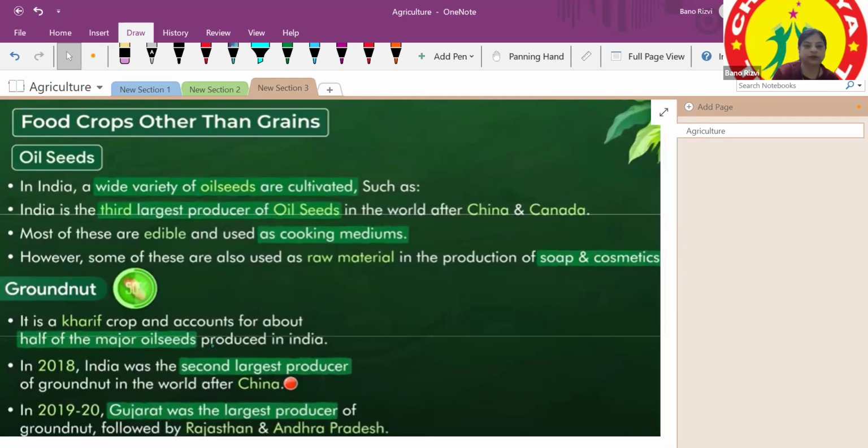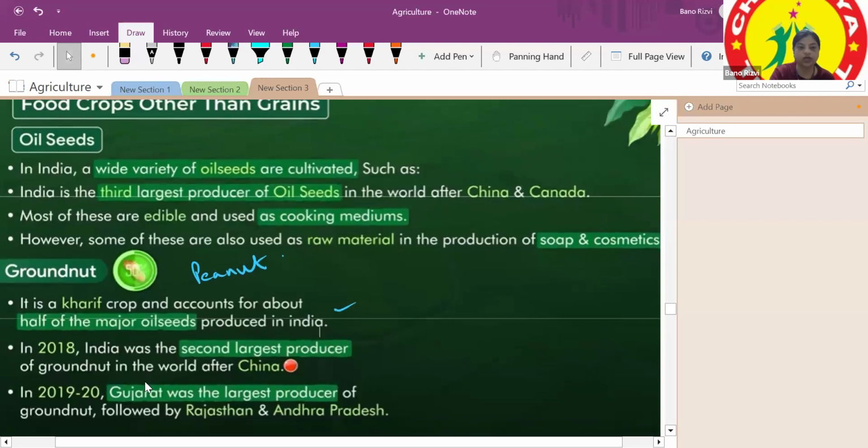Now let's talk about groundnut. You can say peanut. It is a kharif crop and accounts for about half of the major oil seeds produced in India. In 2018, India was the second largest producer of groundnut in the world after China. And in 2019-20, Gujarat was the largest producer of groundnut, followed by Rajasthan and Andhra Pradesh.